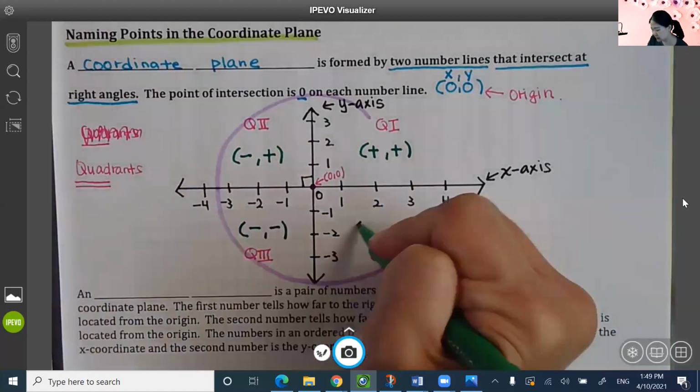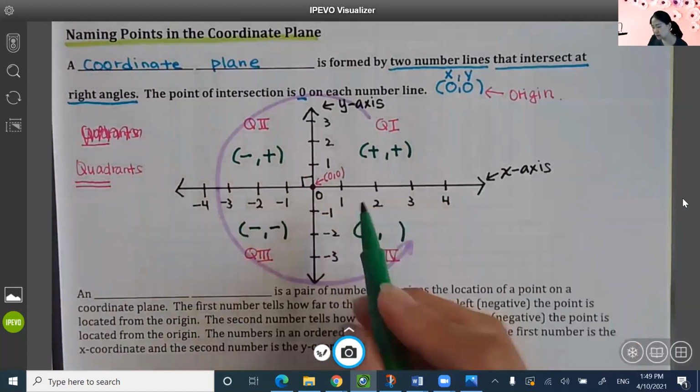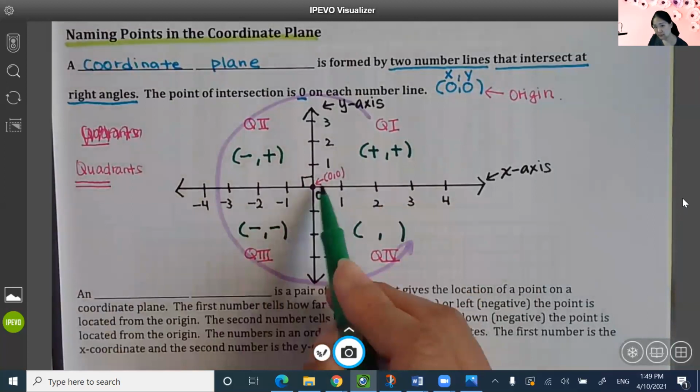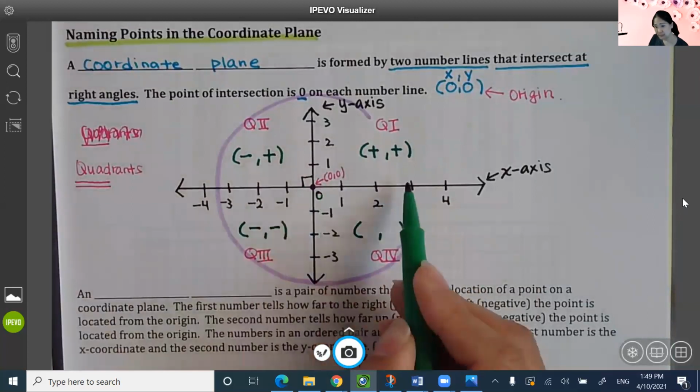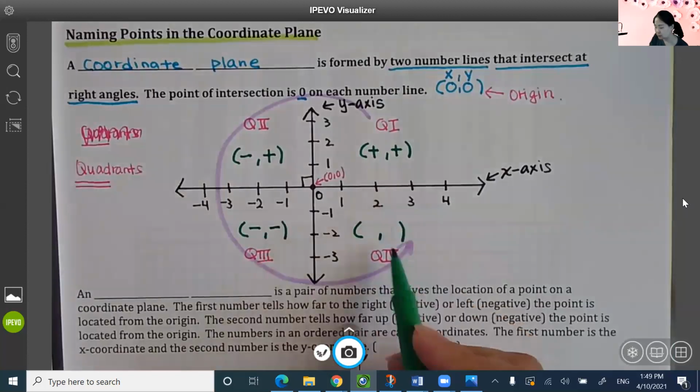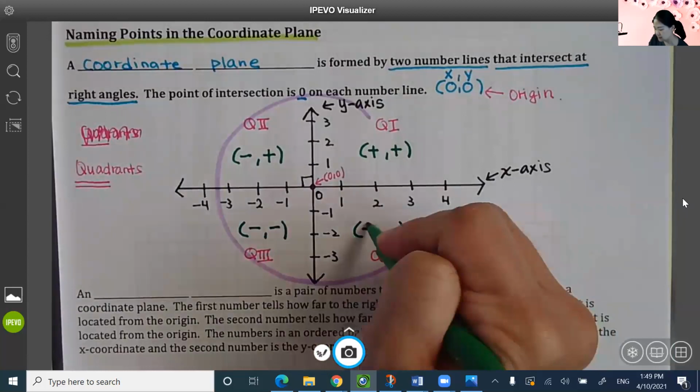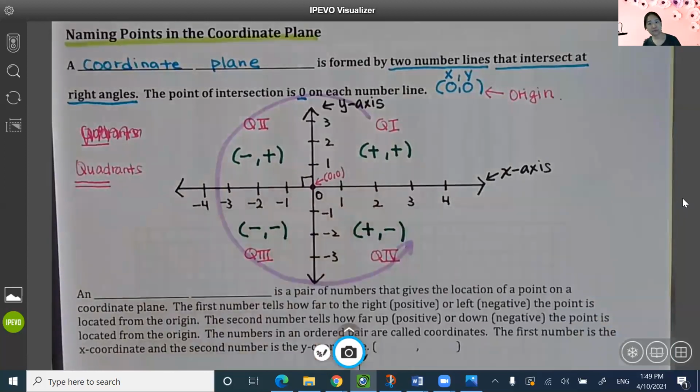And finally, quadrant 4, your x coordinates going to the right are going to be positive, but your y coordinate, you'll be going down, so all of your y coordinates are going to be negative. So positive, negative, okay? And these are some parts of a coordinate plane.